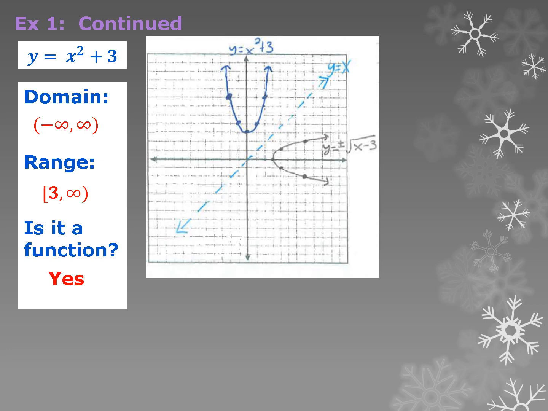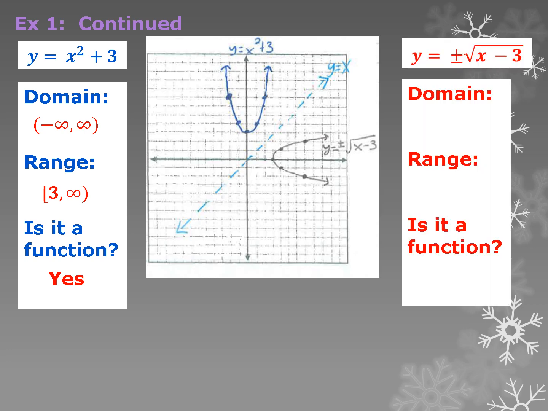Now let's talk about the inverse. Now, if you recall, when you're doing domain and range of the inverse, you just flip-flop the domain and range of the original function. So the domain of the inverse is the range of the original. So that means that my domain is 3 to infinity. And if you look at your graph, you see that that holds true. Now, the range is the domain of the original. So the range is negative infinity to infinity, and that also fits with my graph. Is it a function? No, because it fails the vertical line test.